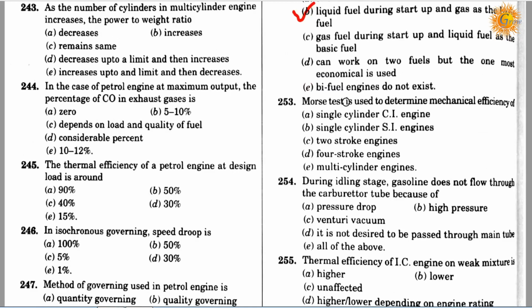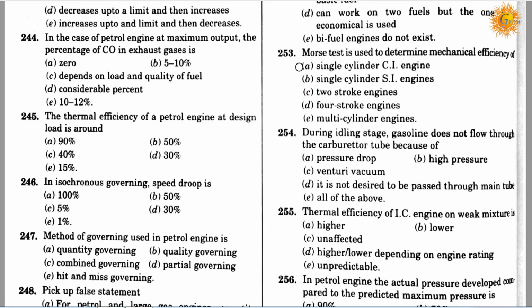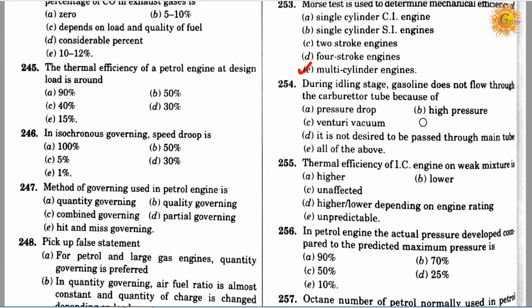Question number 253. Morse test is used to determine mechanical efficiency of: Option A, single cylinder CI engine; option B, single cylinder SI engines; option C, two stroke engines; option D, four stroke engines; option E, multi cylinder engines. Correct answer is E. Morse test is used in multi cylinder engines.